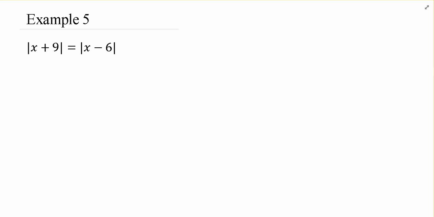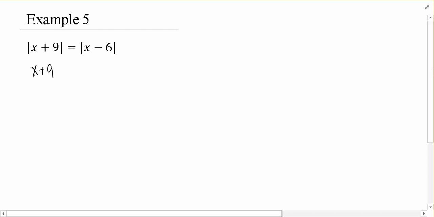I want to show you one last example of an absolute value equation before we get into the absolute value inequalities. And that's just because something kind of weird happens with this particular one. So if we start off with our same two questions, do we have an absolute value by itself on one side? Yeah. Is the other side non-negative? Yeah, because it's an absolute value. So we can use the absolute value property.